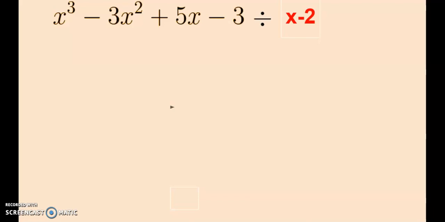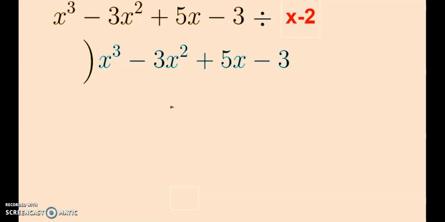So let us write the dividend here, in this case x cube minus 3x square plus 5x minus 3, as we do in numbers. And then let us write the divisor to its left. Here the divisor is x minus 2. It is also a polynomial. Usually we denote the dividend as p of x and the divisor as g of x. So we are dividing p of x by g of x now.